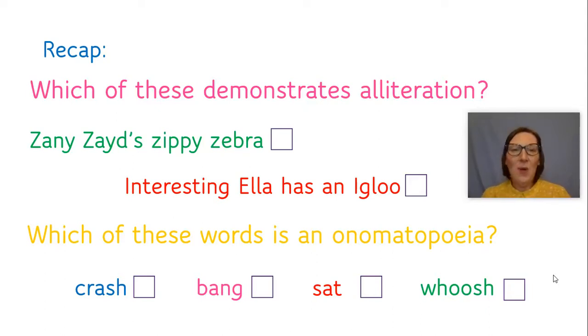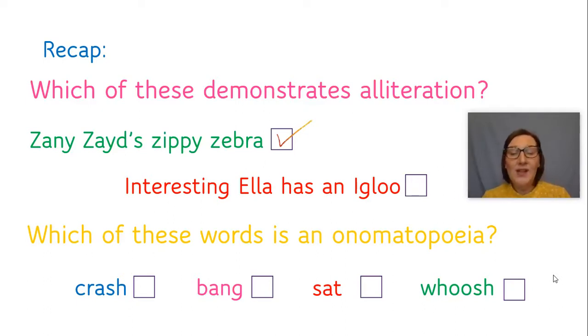The one that demonstrates alliteration is the first one. Zany Zaid's zippy zebra. Can you hear? They all start with a z, z, z sound. Interesting Ella has an igloo. That's not alliteration. Interesting and igloo start with the same sound, but it is not alliteration because not all of the words start with the letter I or the sound I.